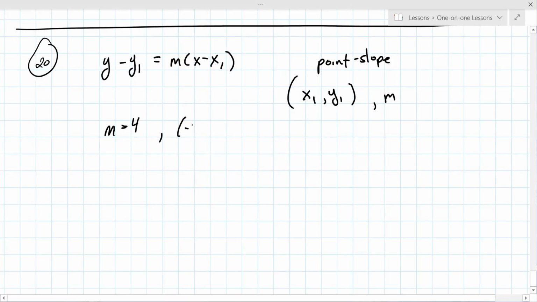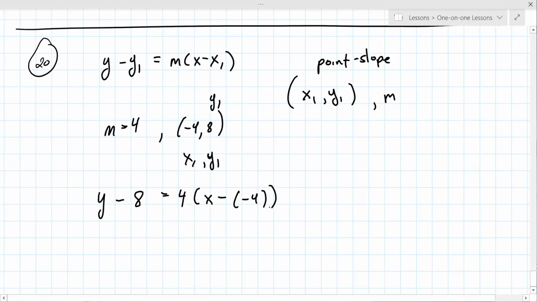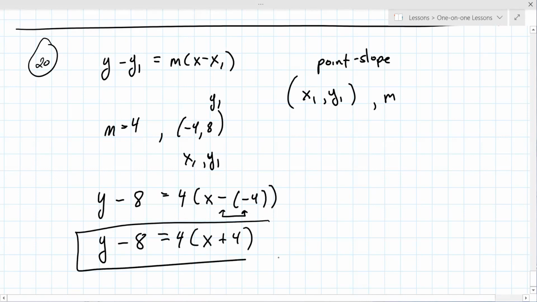They give you -4 comma 8. They're just asking you to take those values and put them into the equation. So we have y minus 8, that's y1, equals 4 times x minus -4. The only other adjustment you have to make here is you wouldn't leave two negatives next to each other. So the correct answer is x plus 4, like this. You stop right here. It's odd because you're thinking, oh, I gotta do something here, but no, you just stop.